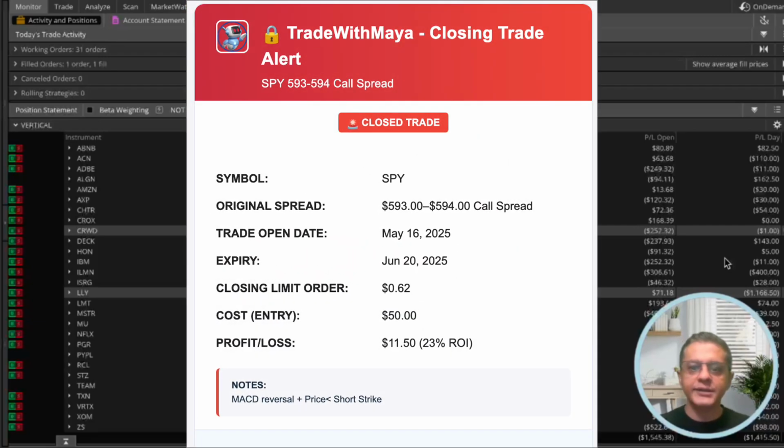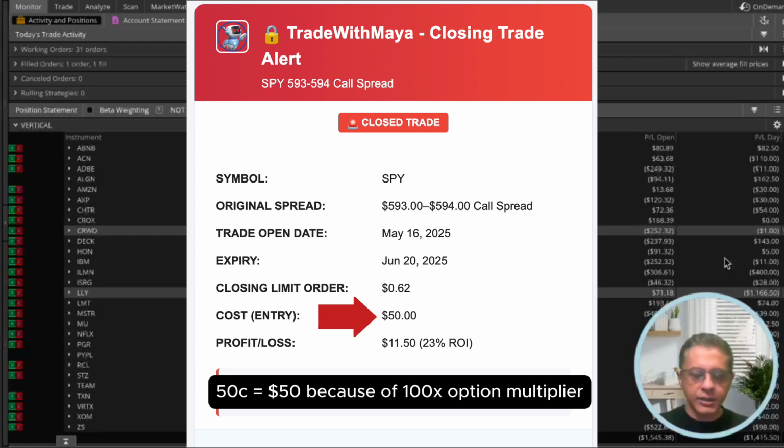A closing trade alert is red in color to make it obvious that it's a closing trade. The opening trades are green. It's telling you the symbol, the spread that Maya had, the date it was opened, the expiration date, and the closing limit order. So in this particular example, the trade was opened at 50 cents, or $50 because of the option multiplier. So it was opened at $50.